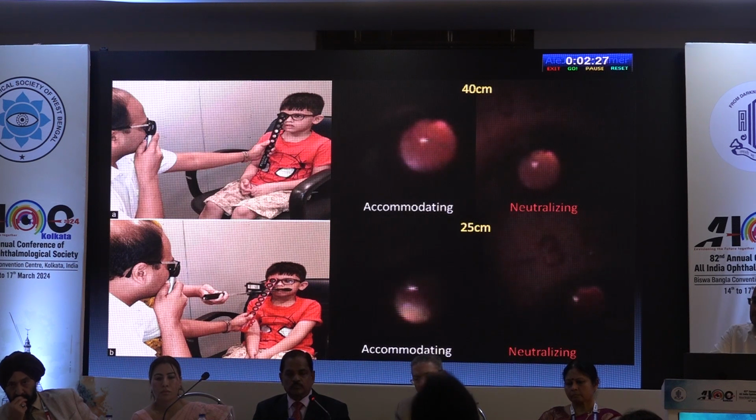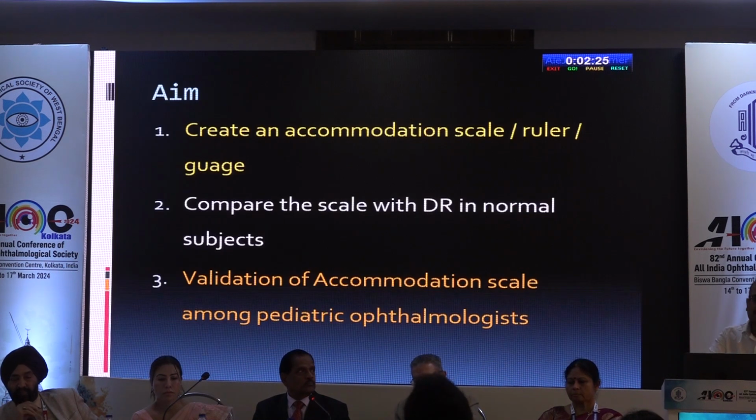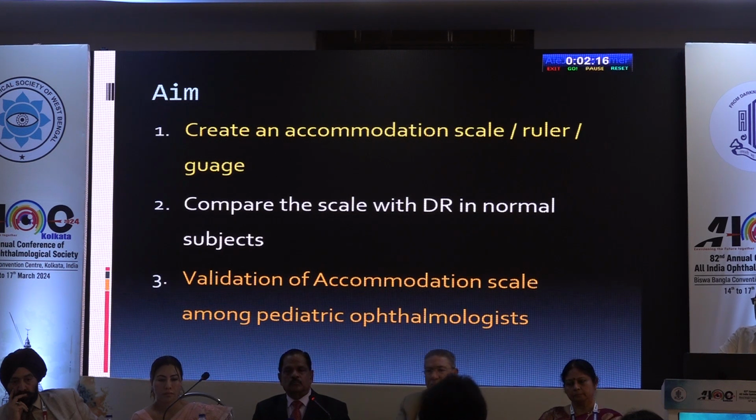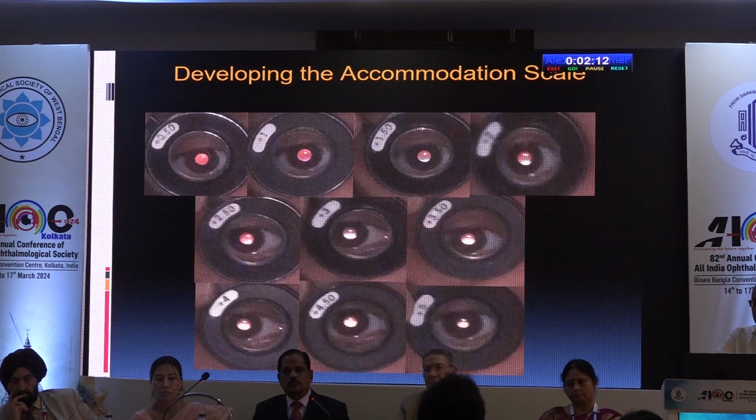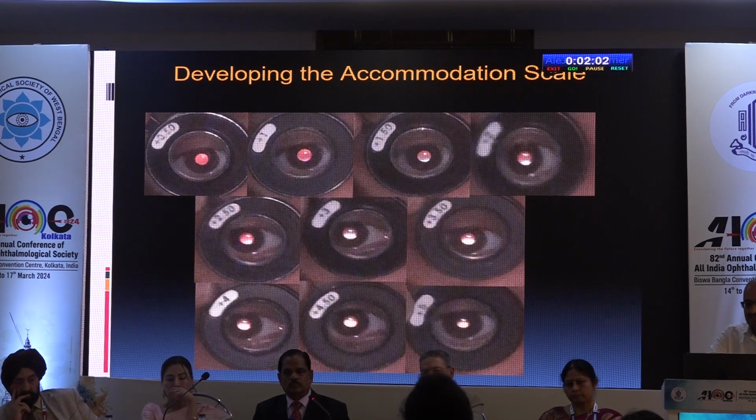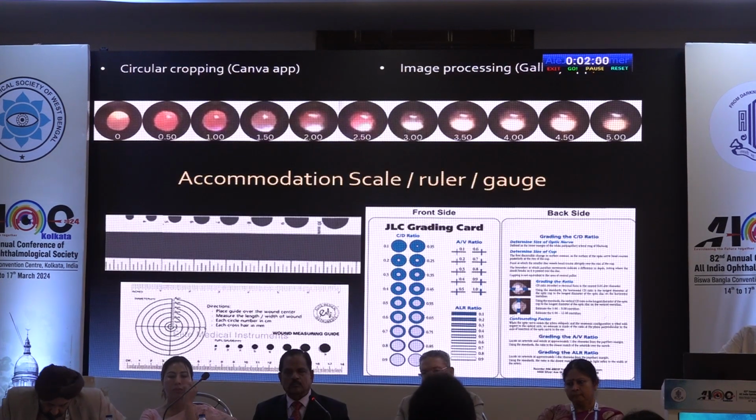However, despite describing this technique, even our colleagues in Mumbai were not able to start using it. So we decided, let's get rid of the interjection of the lenses and create an accommodation scale and then validate it. The way the scale was derived was to ask an emmetropic child to look at a distance and then introduce plus lenses to simulate the accommodative reflex, in steps of 0.5 diopter from 0 to 5.